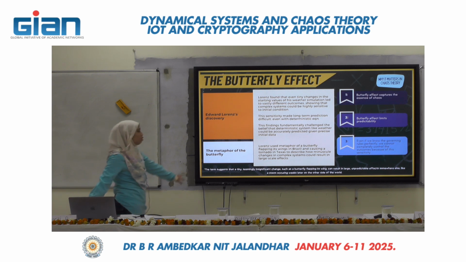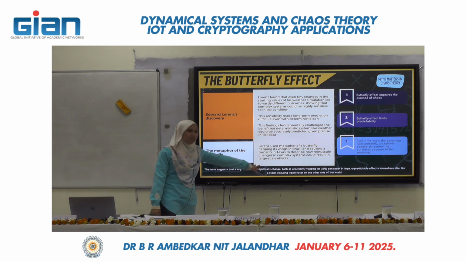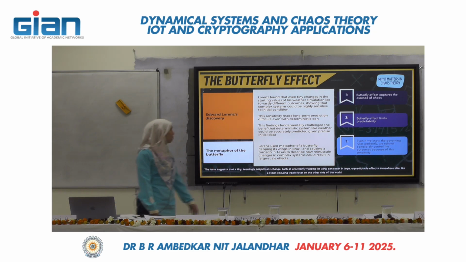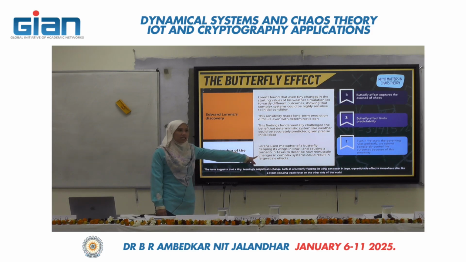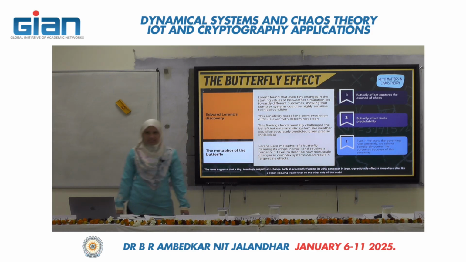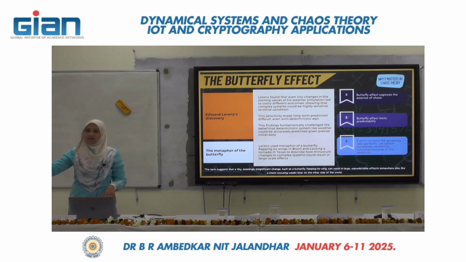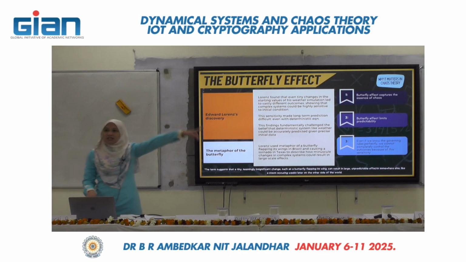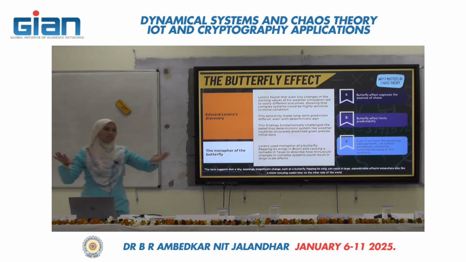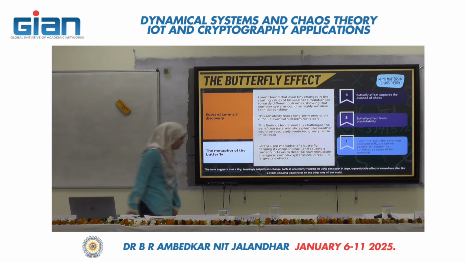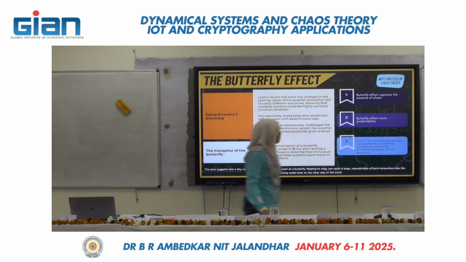So during his lecture, if I'm not mistaken, in 1963, he used this metaphor whereby a butterfly flapping its wings in Brazil can cause a tornado in Texas. So it's two different continents, but because of the butterfly flapping in Brazil, the tornado will occur in Texas. So this is the metaphor that he used. Okay, so why bother with the butterfly effect?